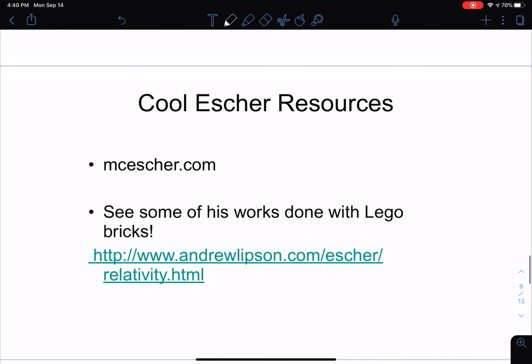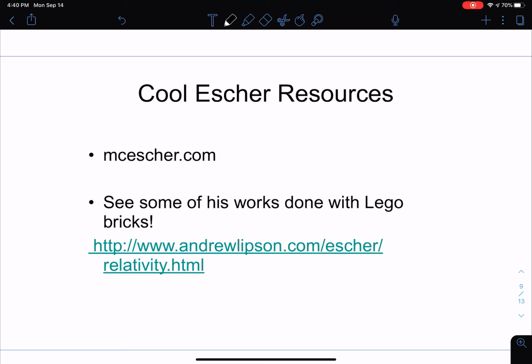If you want to check out some Escher resources, normally in class I would show you my giant book of Escher art. I love that book, but I can't show you that on here. But you can go to mcescher.com and see some examples of his art, or you can just do a search for MC Escher art. Find all kinds of stuff about it.